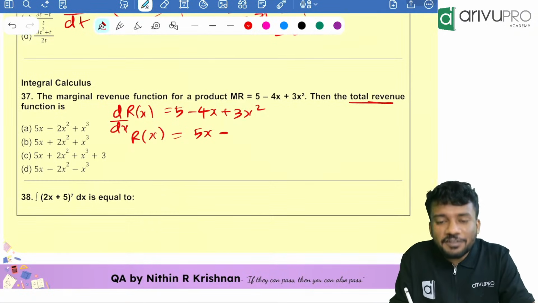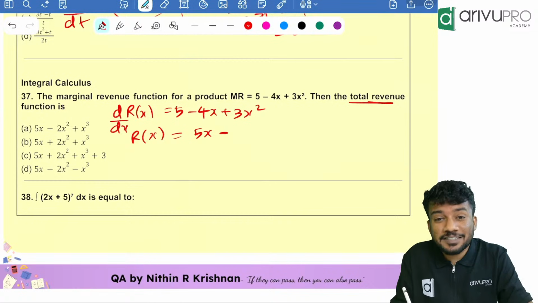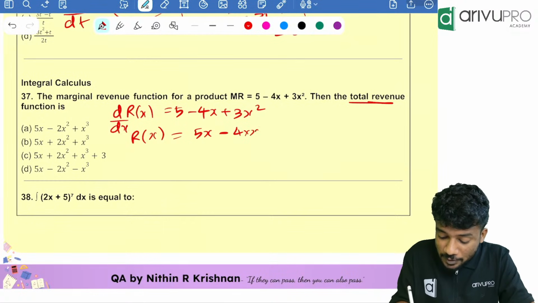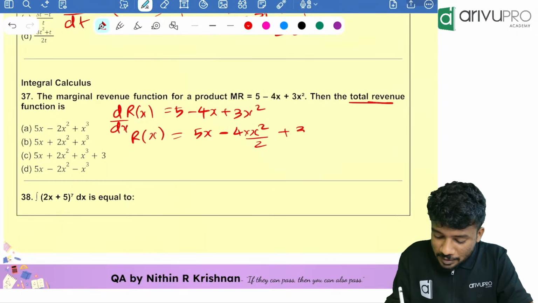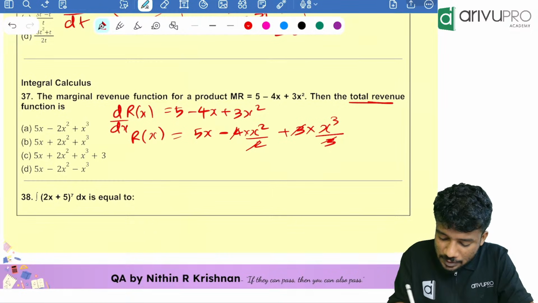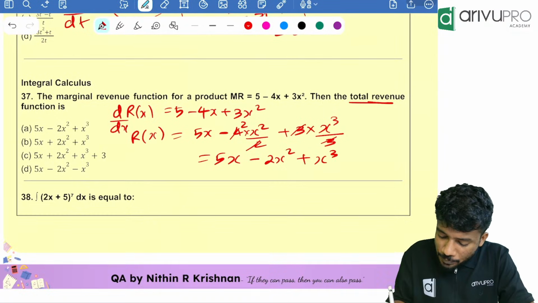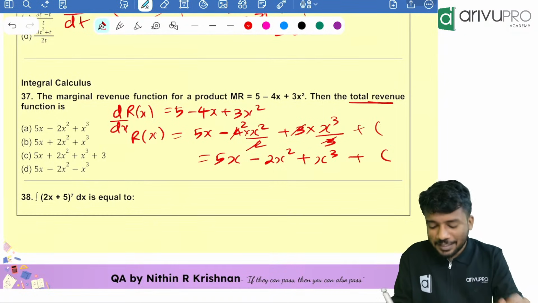5x. Integral of 4x square is how much? 4x is how much? 4 into x square divided by 2, plus integral of x square is how much? That is 3 into x cube divided by 3. 3 cancel, 2 4 cancel. What is remaining? 5x minus 2x square plus x cube plus c is the answer.